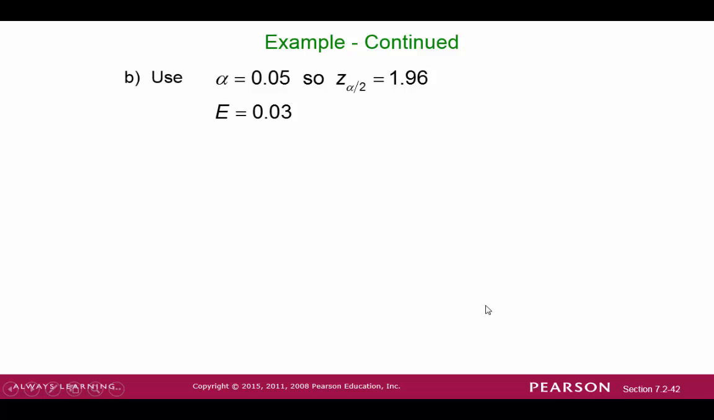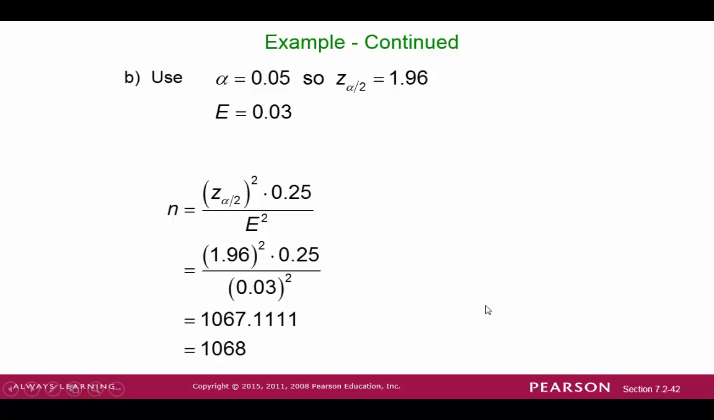Let's compare this to our other scenario where we didn't know of any other studies previously done, and so we will not assume that our p hat is equal to whatever that percentage is. So we'll start with the basics. Alpha is 0.05 again, so our critical value z sub alpha over 2 equals 1.96. We still have a margin of error of 3 percentage points, and let's go ahead and plug that into our formula.